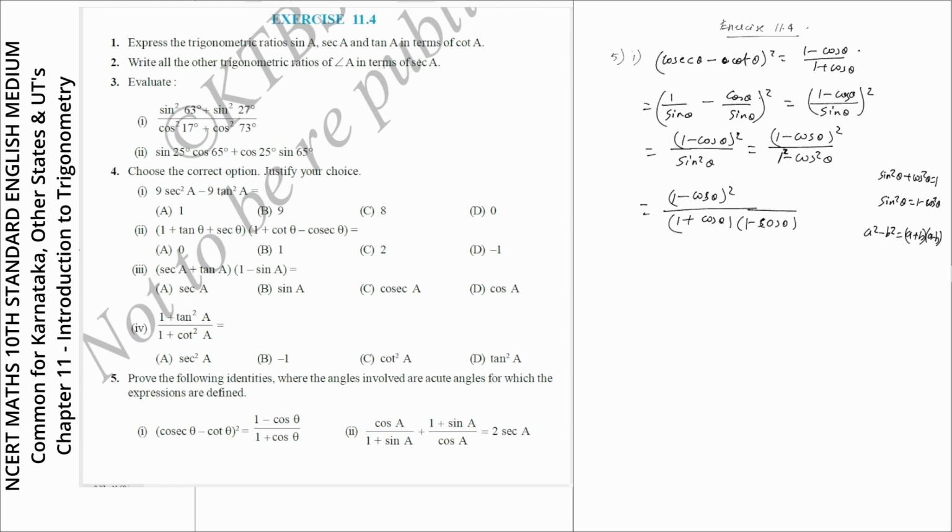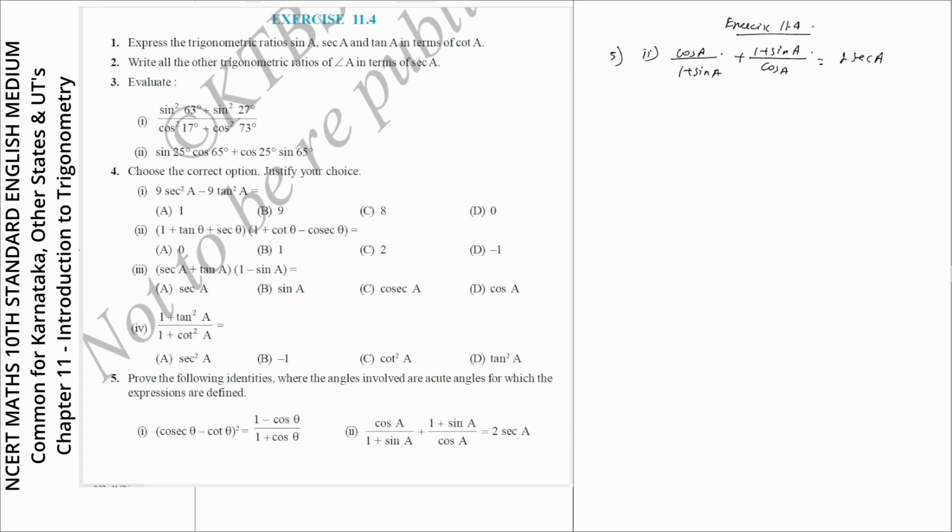Now here 1 minus cos theta and 1 minus cos theta will get cancelled. So this will get cancelled and this power of 2 will get cancelled. I will be left with 1 minus cos theta by 1 plus cos theta. This is equal to the right hand side. So I started with the left hand side and proved that left hand side is equal to right hand side.